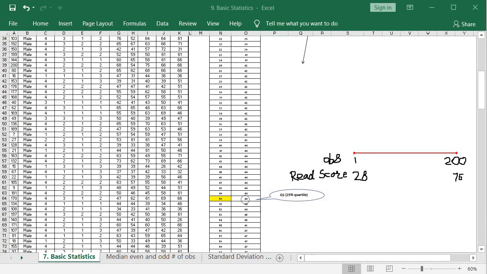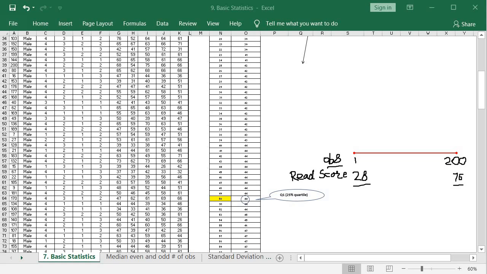To understand interquartile range, let's understand the quartile. And before we understand quartile, let's take a refresher at what is median. So median is the middle value. Let's say observation number 1 to 200 are laid down in ascending order. The Reed score for the first observation is 28 because 28 is the minimum, and for the last observation is 76 because the maximum Reed score is 76.